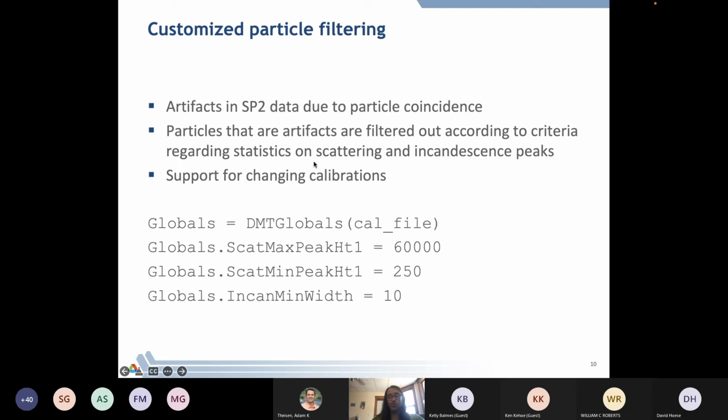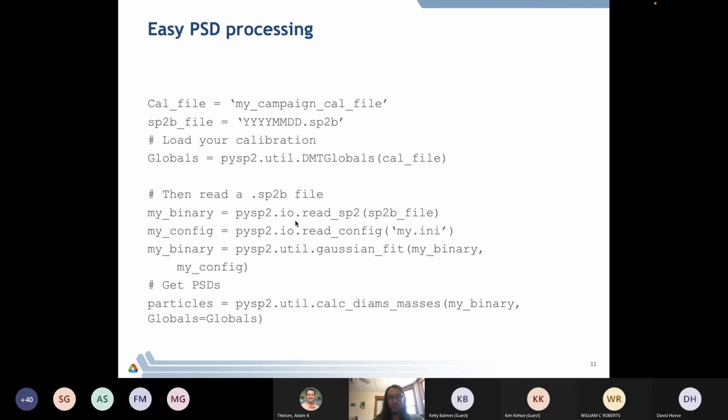And as I said before, you can do calibrations of the probe. Once you calibrate the probe to get your masses, what you do is you measure the signal scattered by the particles of no mass, and put in your calibration file as your parameter to the DMT global structure.